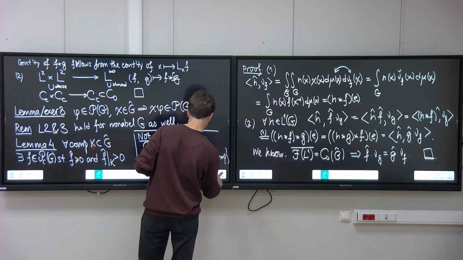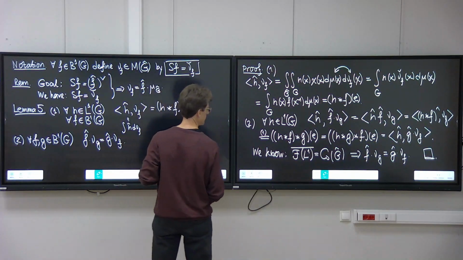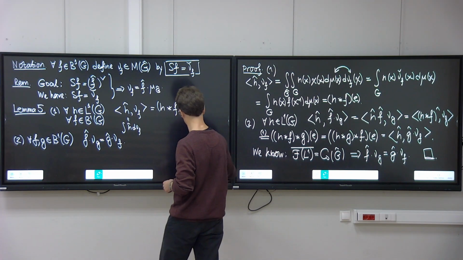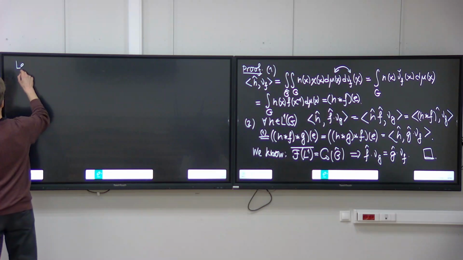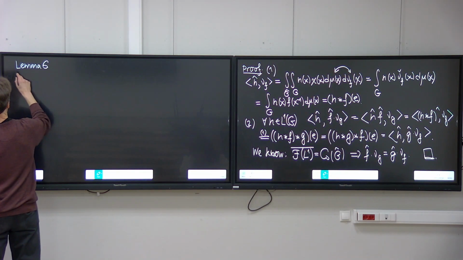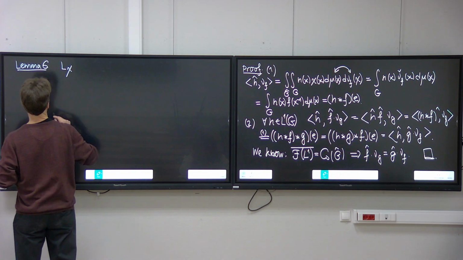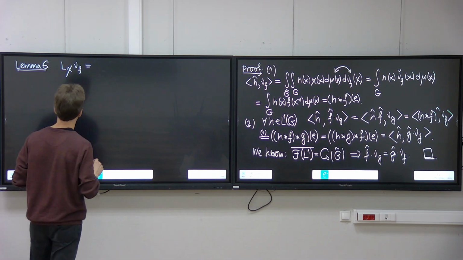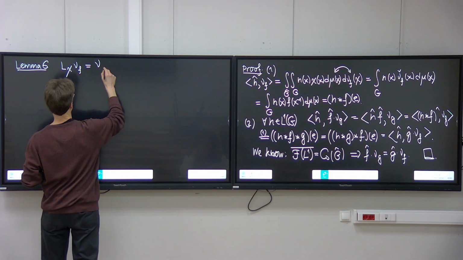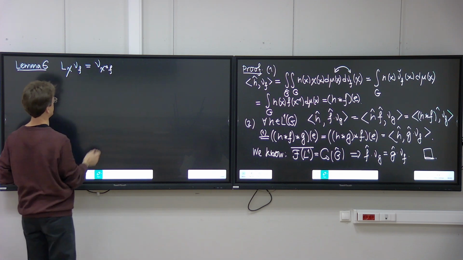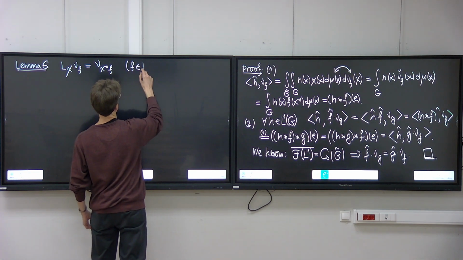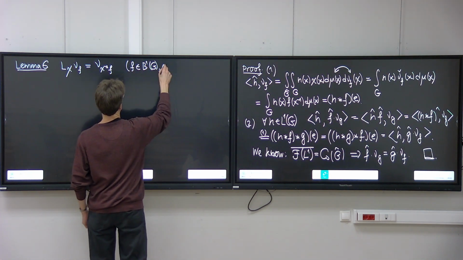So the left translate of this measure can be described as follows. This is our lemma 6. The left translate of mu f is the measure corresponding to the function chi inverse f. So we simply multiply f pointwise by the inverse character, for every f in V1 and for every character.